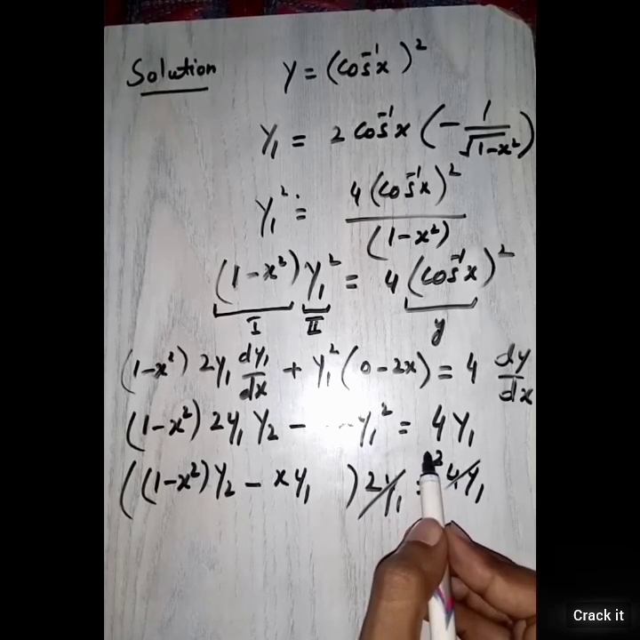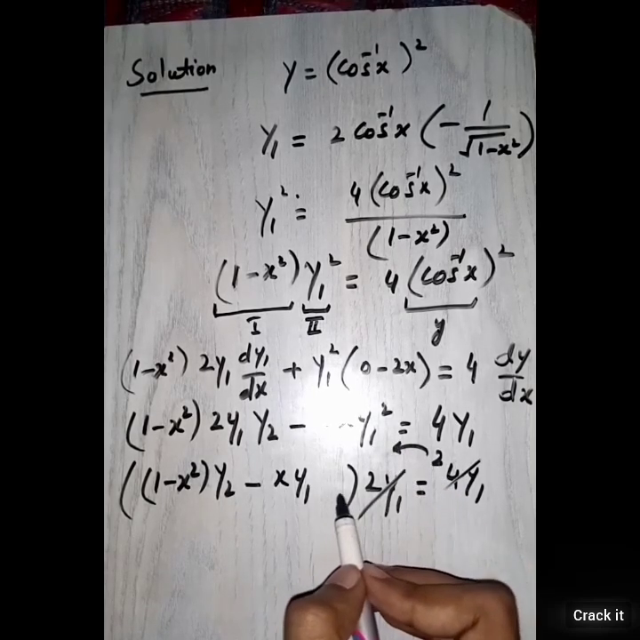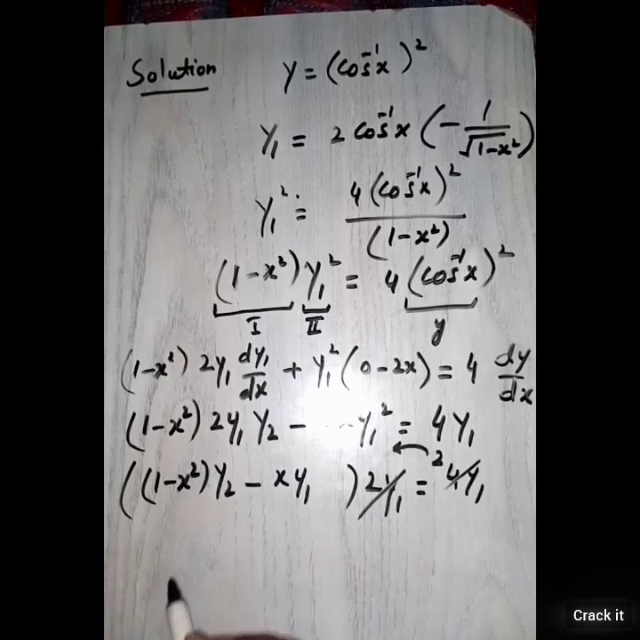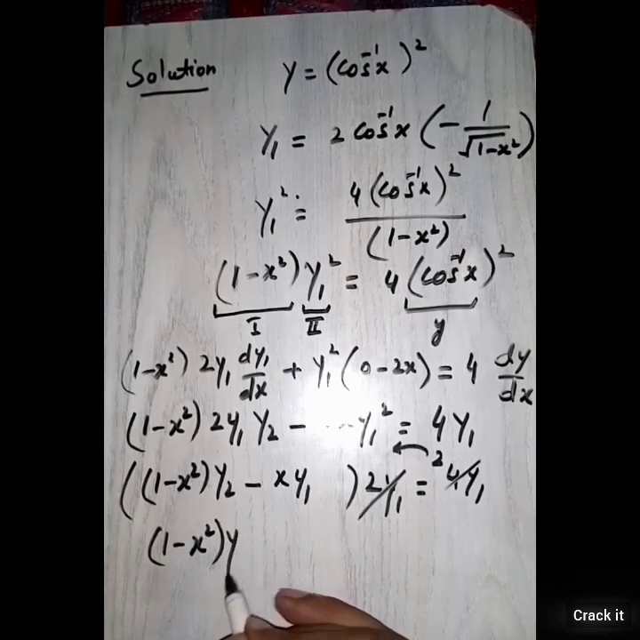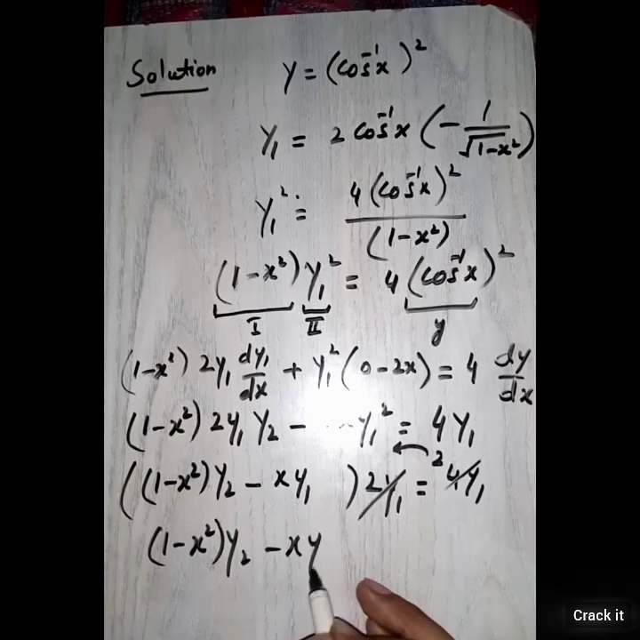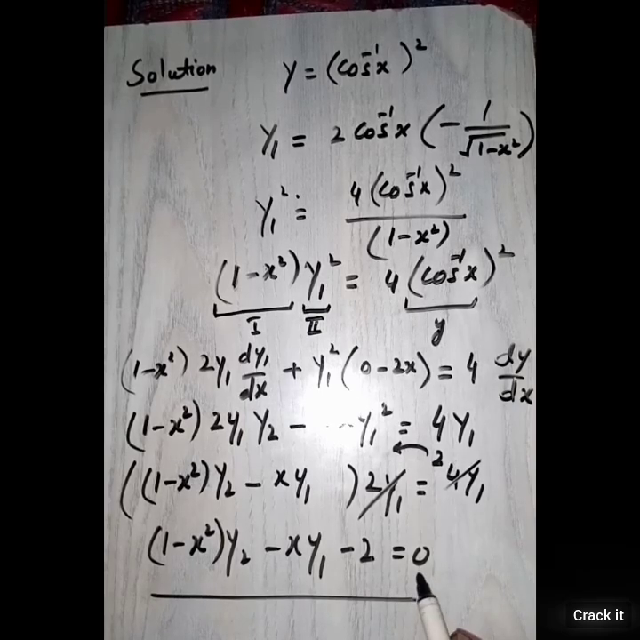And when this 2 comes on this side of the equality, it gets subtracted from this expression. So here we will have (1 minus x square) into y2 minus x y1 and minus 2 equals 0. And this is what we had to prove, and we were asked to derive in the first place.